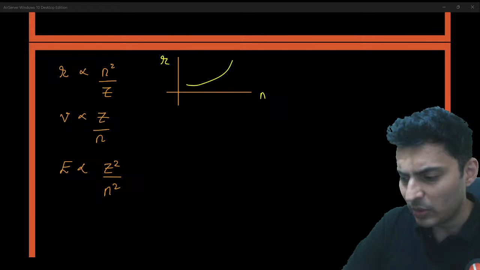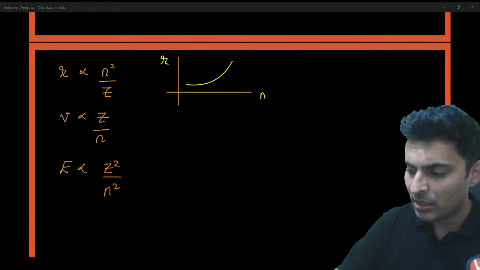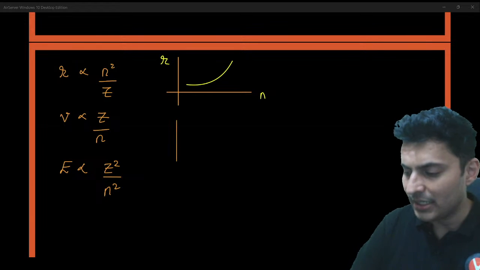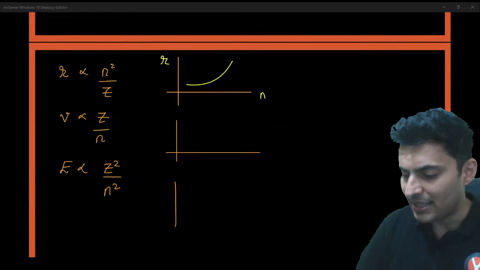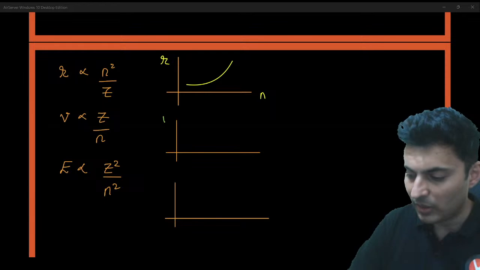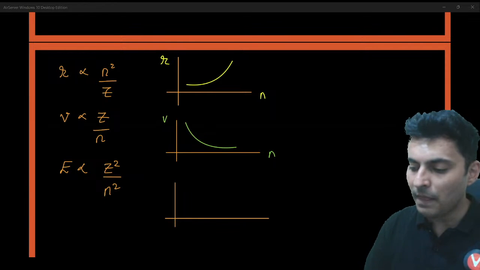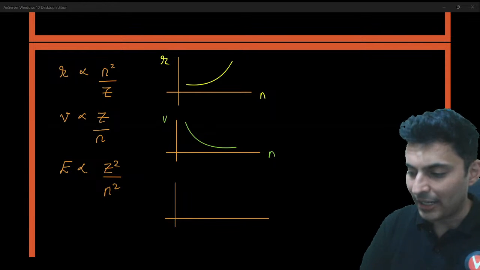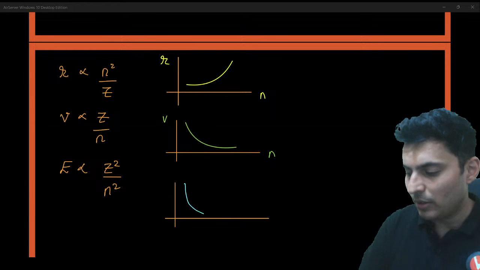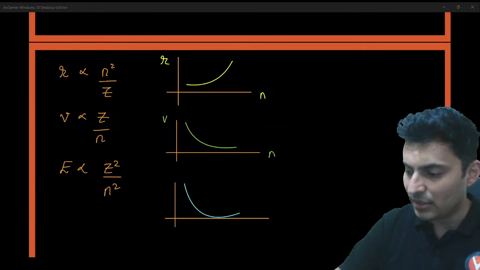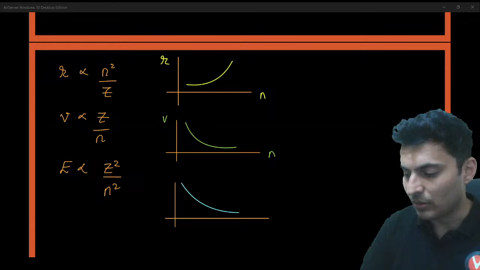So r is proportional to n square, so it will be like this. Similarly, how does velocity change with n? How does energy change with n? If you talk about velocity with respect to n, it is inversely proportional. Energy goes with 1 by n square, so it will be like this. This is how the graph is.